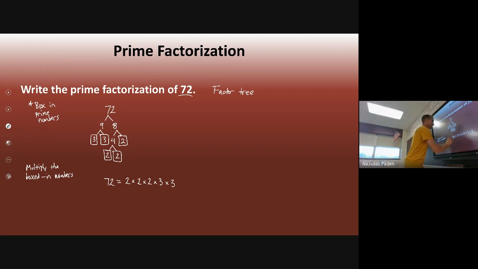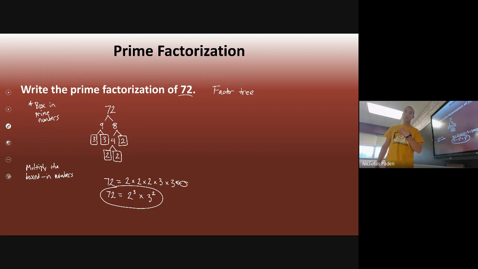The last thing that you have to do, and you must do this last step, is rewrite this using exponents. 2 would be to the third power, because there are 3 2s, times 3 to the second power. And this is my prime factorization. I have rewritten 72 as the product, or the multiplication answer, of prime numbers, 2 and 3. The exponents don't have to be prime numbers, but the base numbers, 2 and 3, they have to be.